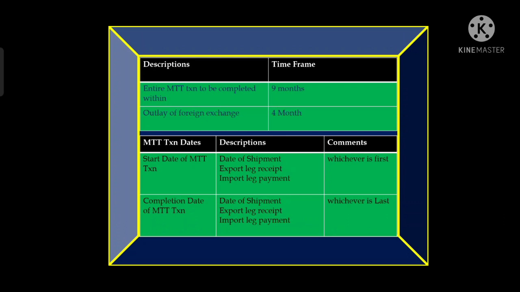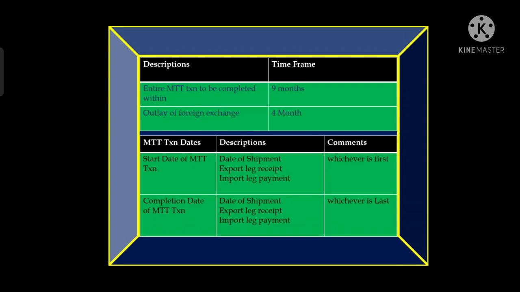After that, the outlay of foreign exchange should not go beyond the 4-month deadline. What does this outlay of foreign exchange mean? To understand it, let's assume a situation where the Indian intermediary, the merchanter, has received the export leg in advance with today's value date. Then the import leg payment should be made within 4 months from today's value date. Then it will be called outlay of foreign exchange within 4 months.